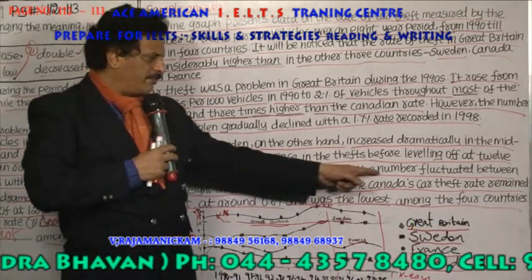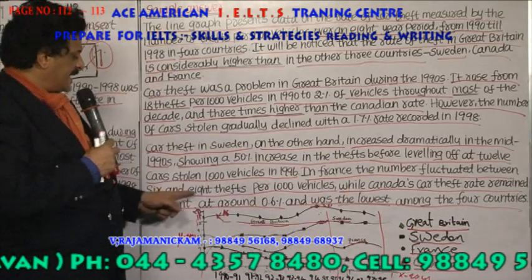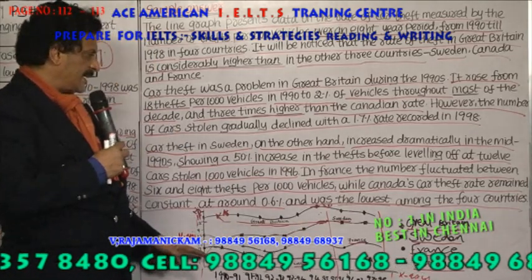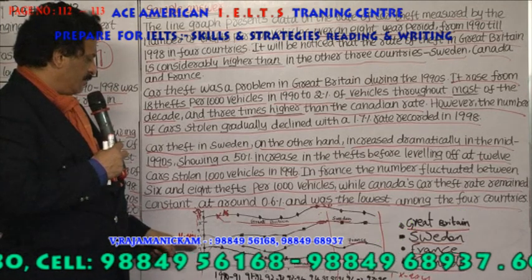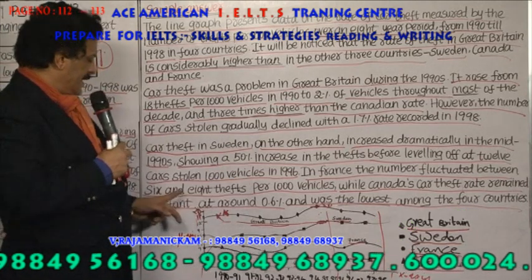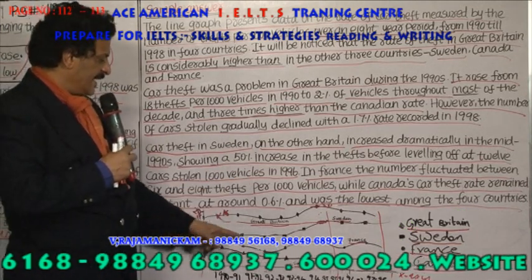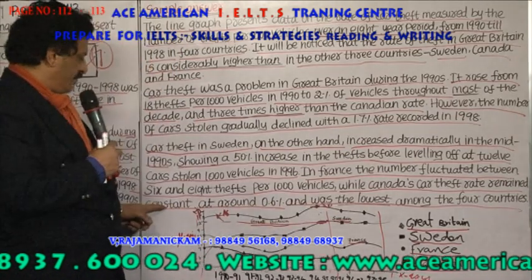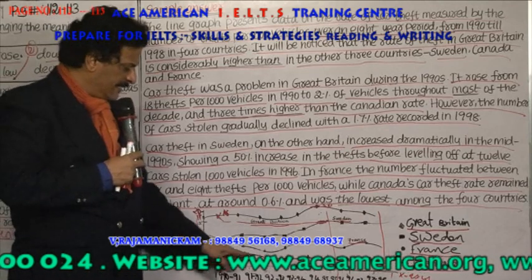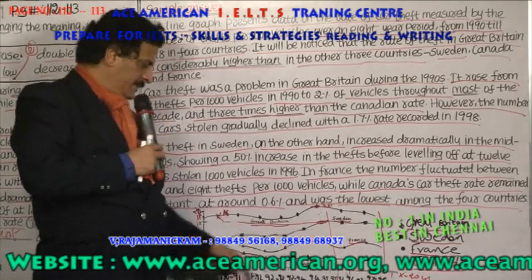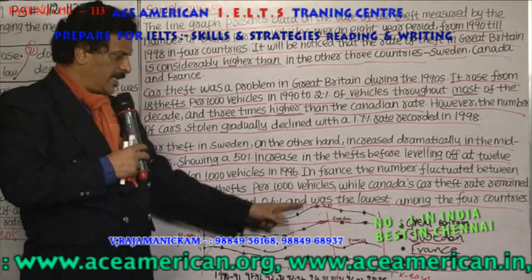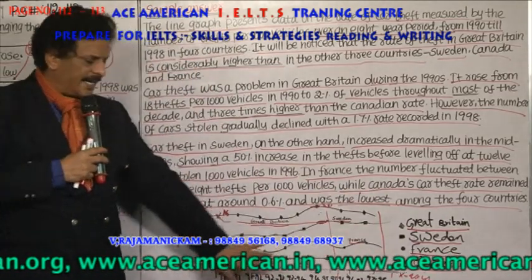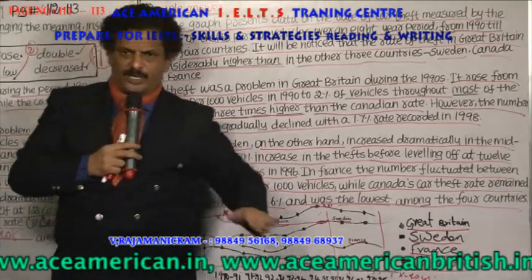In France the number fluctuated between 6 and 8 thefts per 1000. பிரான்ஸ் நாட்டிலே எத்தனை சதவீதம் ஏறியது இறங்கியது என்று பார்க்கும் பொழுது 6 அல்லது 7 1000 கார்களுக்கு. While Canada's car theft rate remains constant. கனடால நிலைத்து ஒரே மாதிரி கார் திருடப்பட்டிருக்கிறது, 0.6% and was the lowest among the 4 countries. இந்த 4 நாடுகளிலே கனடாவினுடைய கார் திருட்டு குறைவாக இருந்தது.